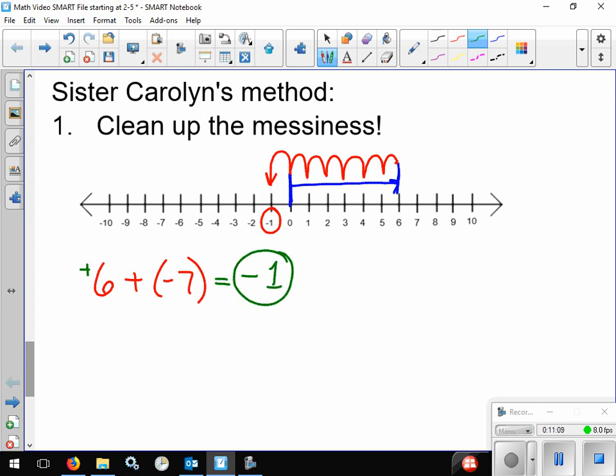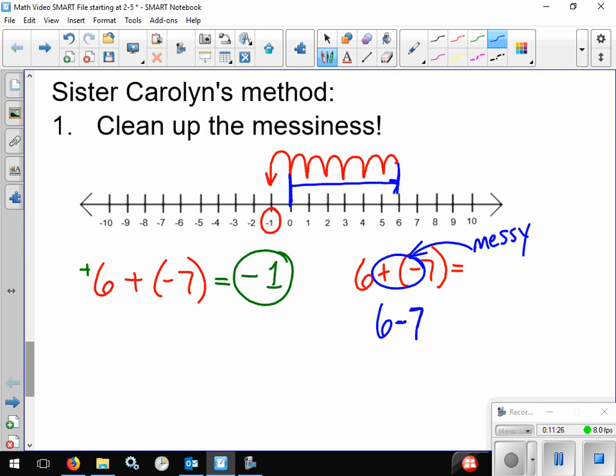Okay, in Sister Carolyn's rule, you still have 6 plus a negative 7. And I say clean up the messiness. I'm just going to write messy. So what I'm doing is I'm doing 6 minus 7, because when I add a negative, I'm just subtracting, which is what you saw there. We went left 7 spaces. So I'm just subtracting 7. So I get negative 1.